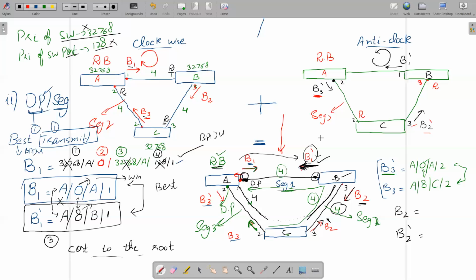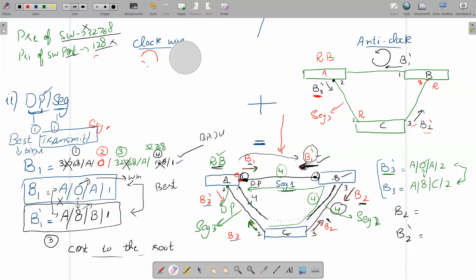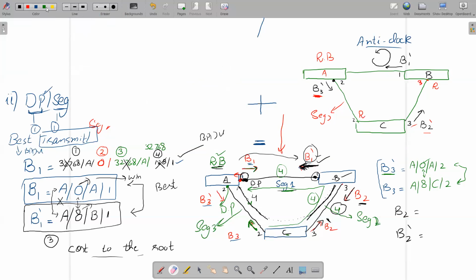Okay, guys, thank you so much for your cooperation. Let me write it for the people who are still not clear with that concept. So I need to clear this portion so that we can write clearly over here. So we need to write B2 and B2 dash.